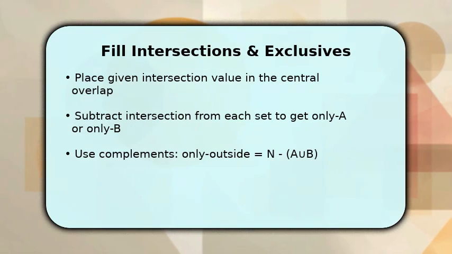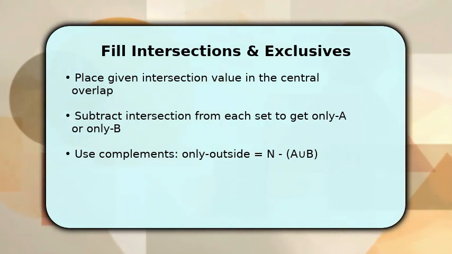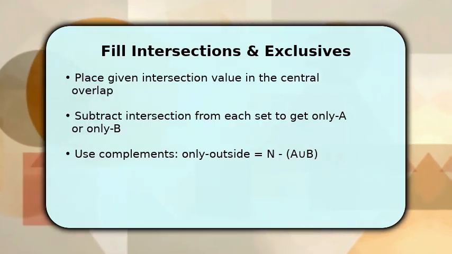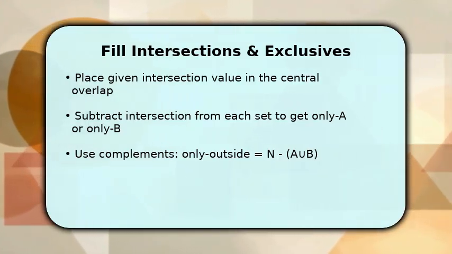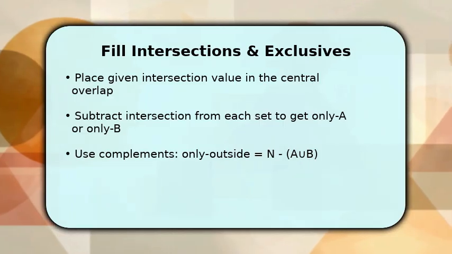Now put the intersection number directly into the overlapping region of the two circles. That is your anchor. Once placed, subtract that overlap from each set total to compute only A and only B. Write those results in the non-overlapping parts.